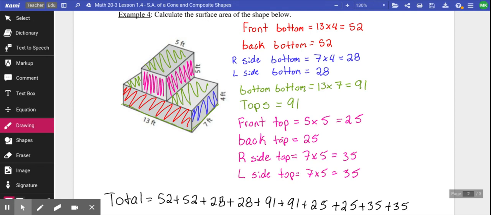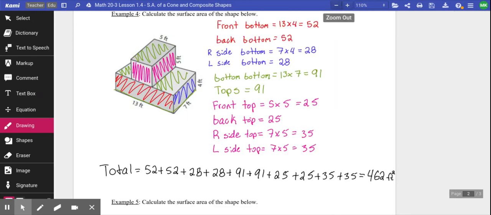Actually, I think you're right. Come on, Kennedy. Professional. Like, where'd I get my degree from? 462. I missed a 1. Wow, genius. Yeah, my phone's smarter than you. All right, so 462 feet squared would be the surface area of that composite shape.